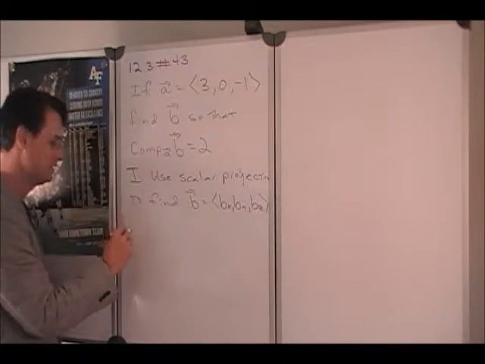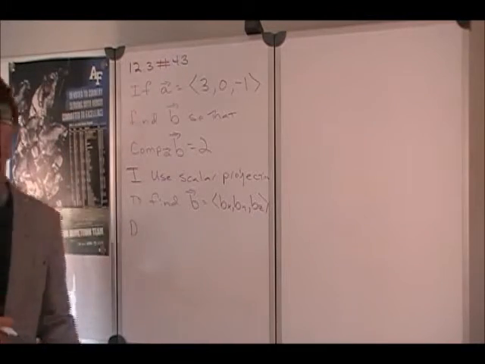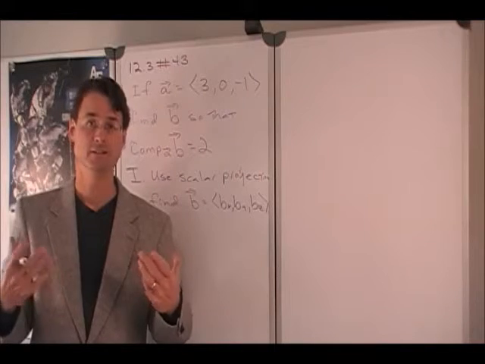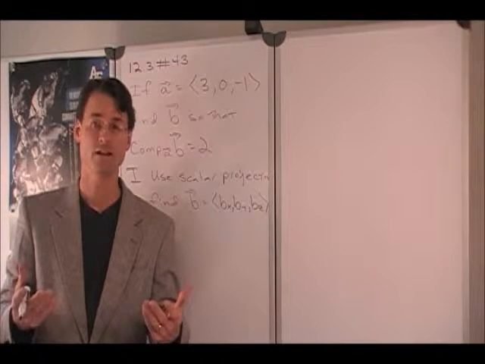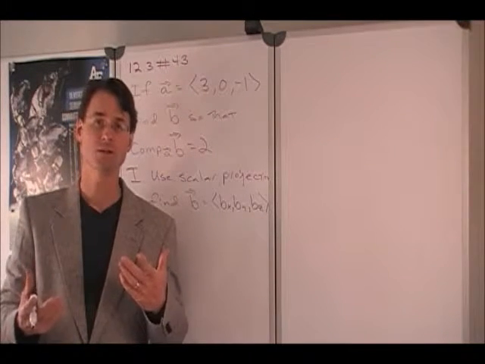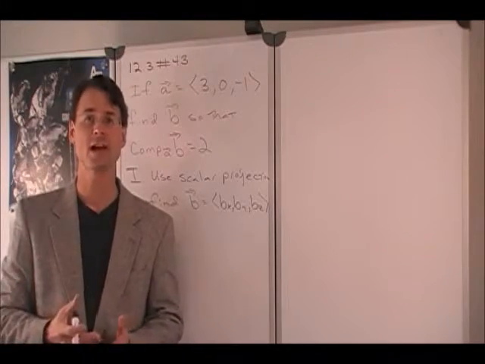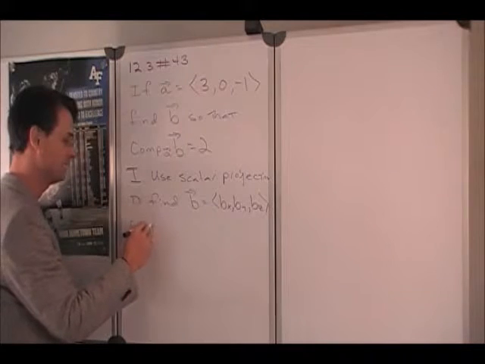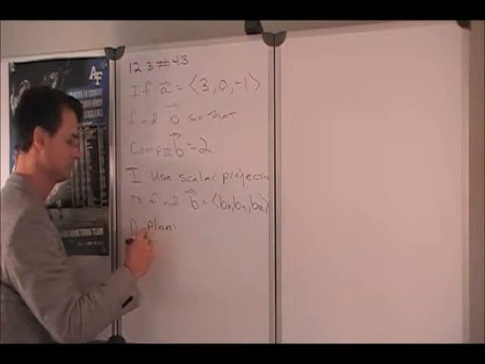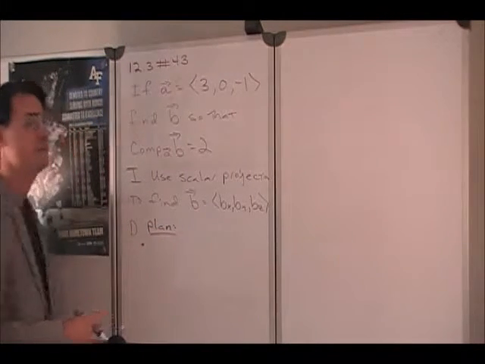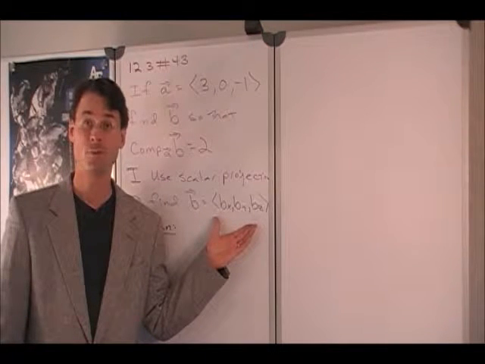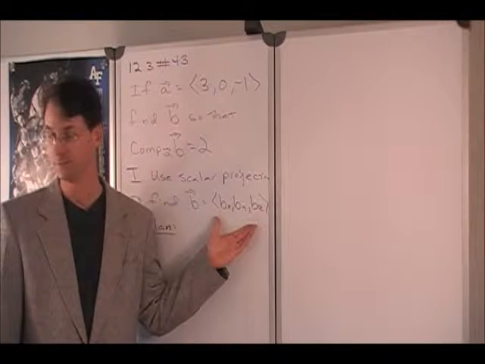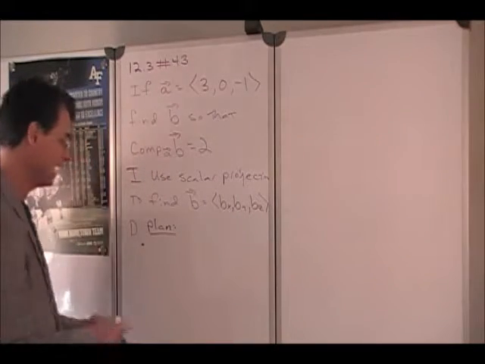Alright, now to develop, we want to make our plan. That's what the D in IDEA stands for, develop. And sometimes you draw a picture. This problem's a little more abstract, doesn't really require a picture so much, but we do want to make a plan. So for our plan, what do you say we look up the formula that tells us how to compute the scalar projection of B onto A?